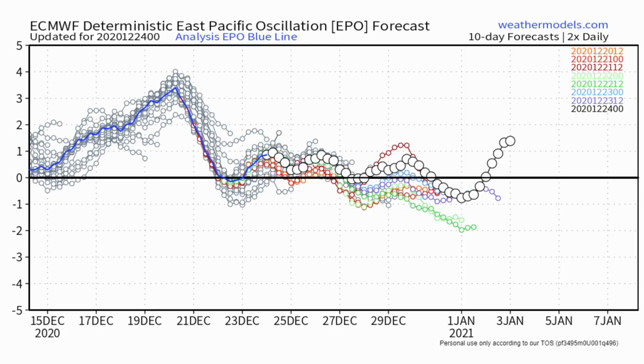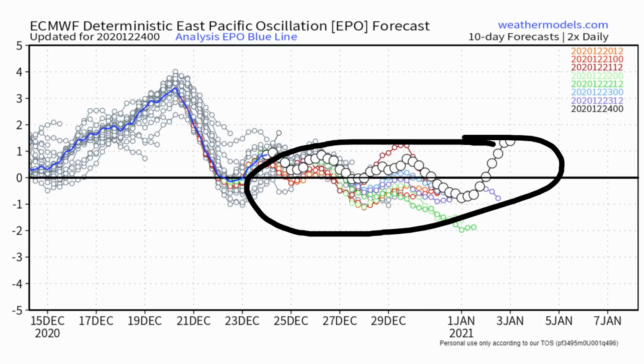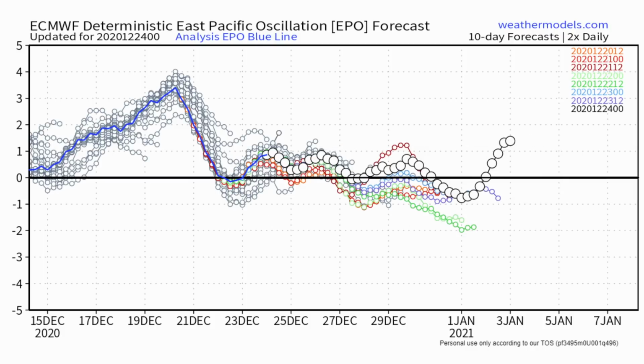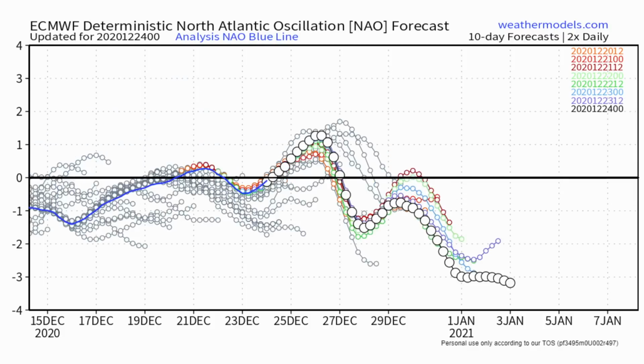Now, here's what the EPO is showing. Usually you want this to hover around neutral. If you hover it around neutral, it'll still be favorable or semi-conducive for some cold air into the eastern United States or over the United States in general. And we're looking at that still staying within about a degree or so of normal, or one standard deviation of normal.